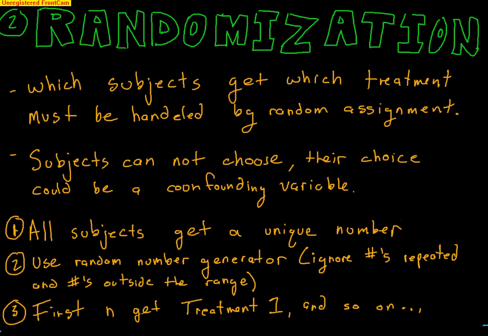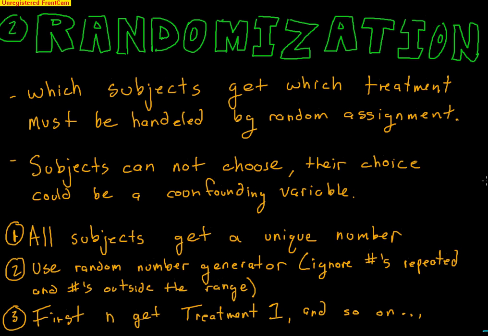All right, the second major pillar is randomization. Randomization is in which subjects get which treatment must be handled by random assignment. Subjects cannot choose because their choice could be a confounding variable. So, for example, if I want to know what exercise program is better, exercise program A or exercise program B, which one's better at making you more physically fit?